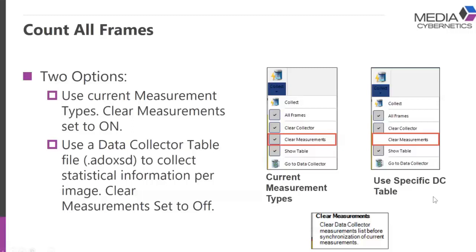The other option is, what if I don't care about all the raw data from those 100 frames I want to count? I just want to get the statistical information for each and every frame, for example. In this case, we can load a data collector table, and then with clear measurements off, it will not do a live sync. It will basically base all the analysis on that data collector table. And for anyone who's gone through the Image Pro training class, this is how we would set up a batch process.